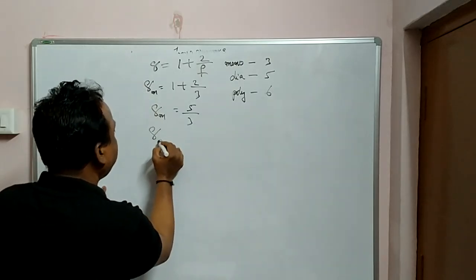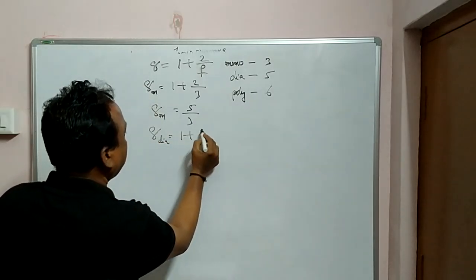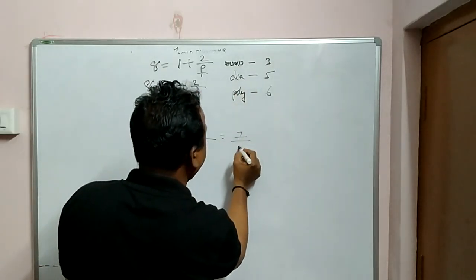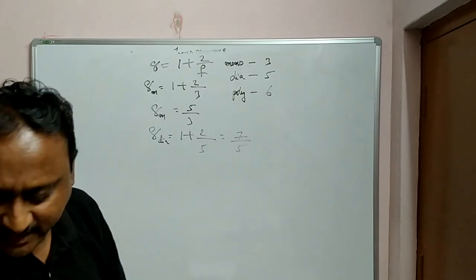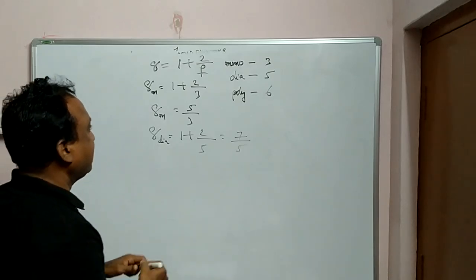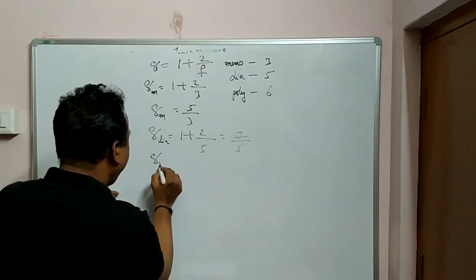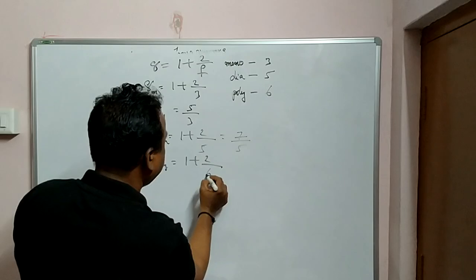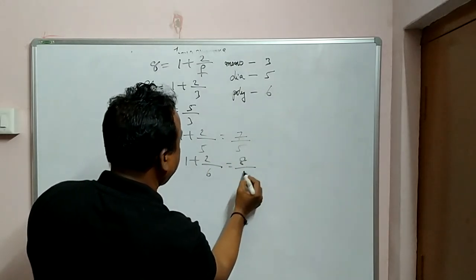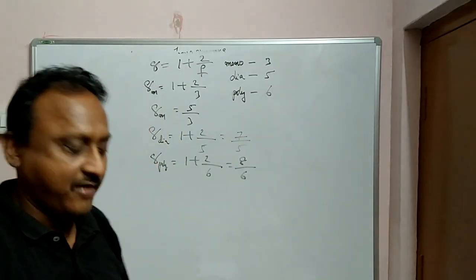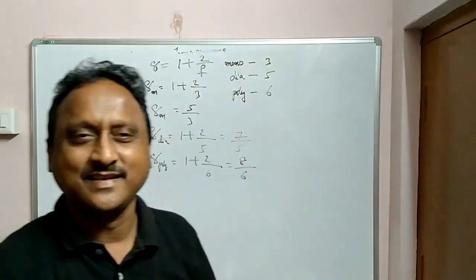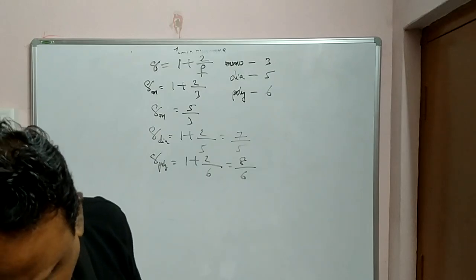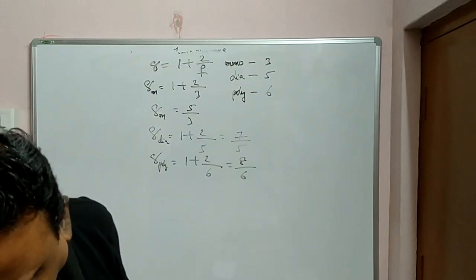Now gamma for diatomic gas enta avutundi? 1 plus 2 by 5. So 5 plus 2 is 7, that is 7 by 5. Okay, so that is the value for what? Diatomic gas. The same way for polyatomic gas, gamma poly is 1 plus 2 by F, value enta 6. 6 plus 2 is 8 by 6. So these are the values for gamma, for monoatomic gases, diatomic gases and polyatomic gases. Clear? So like this you can do some numericals.